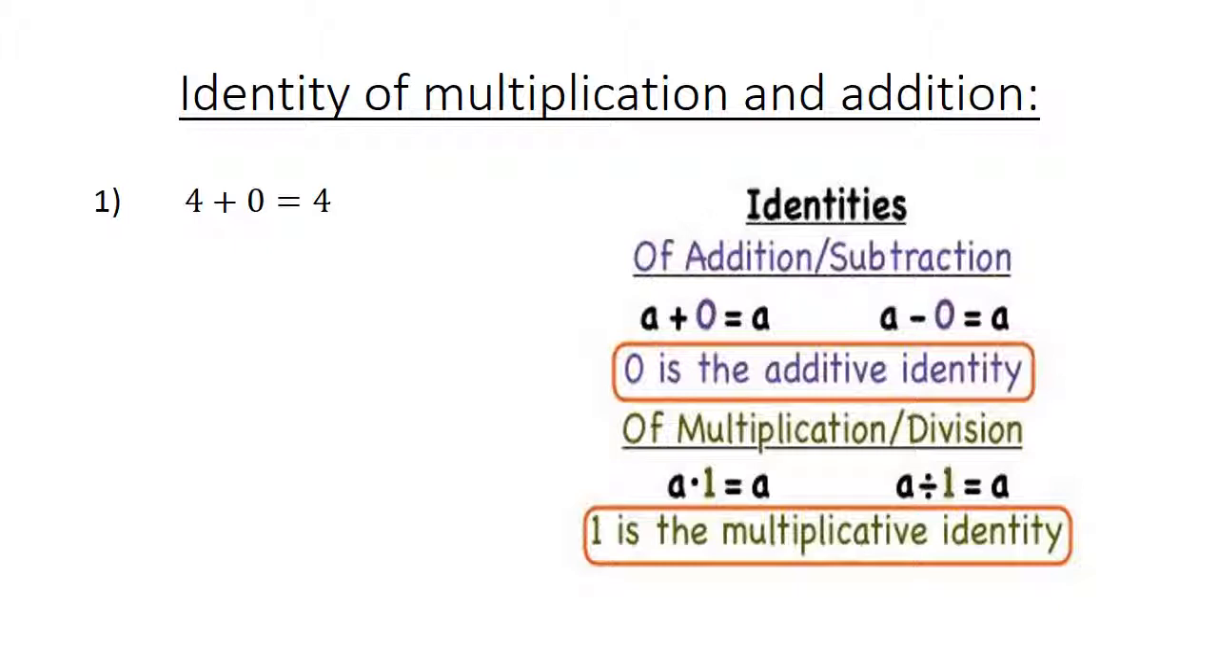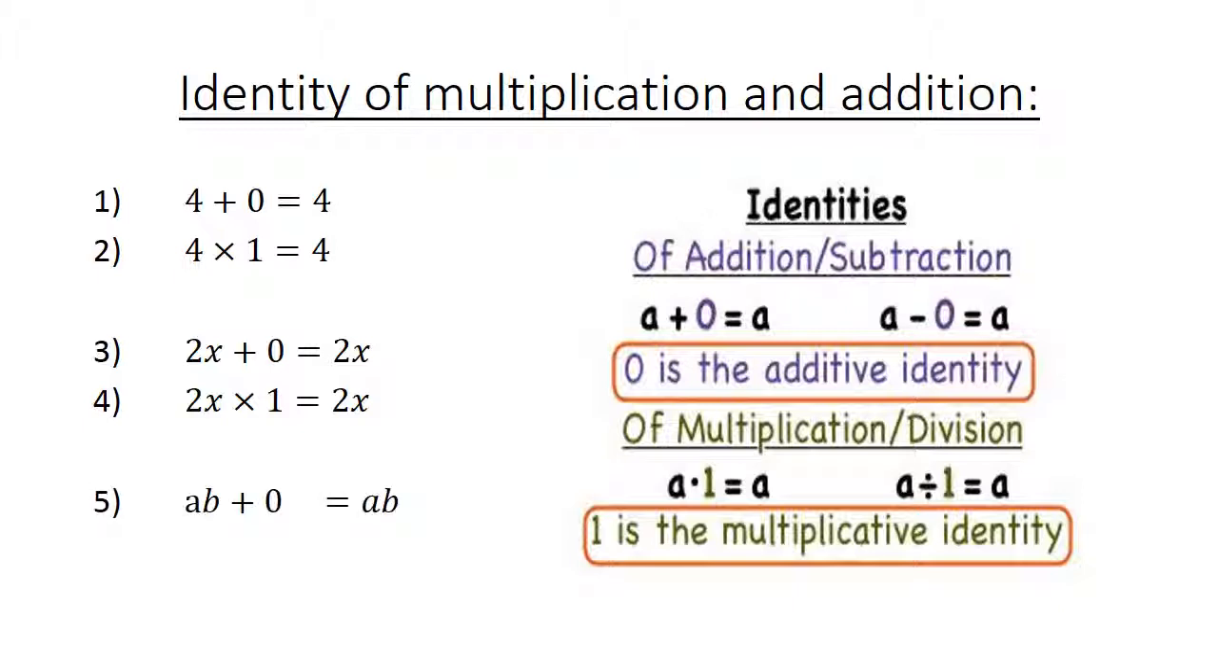4 plus 0 is equal to 4. 4 times 1 is equal to 4. 2x plus 0 is equal to 2x. 2x times 1 is equal to 2x. AB plus 0 is equal to AB, and AB times 1 is equal to AB.